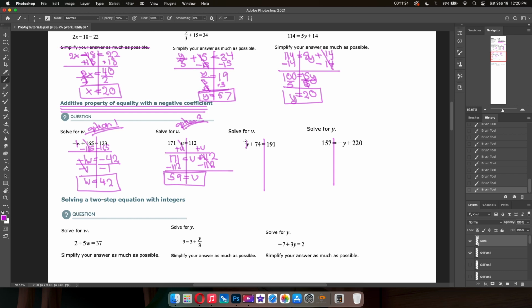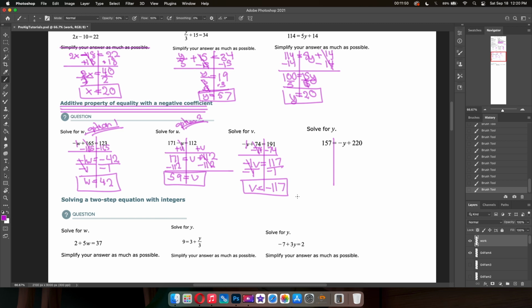So I'm going to put a -1 there. I'm going to minus my 74, so this is option 1. The -1v drops down, and that becomes 27. And then we divide by our -1, divide by our -1, v equals -117.